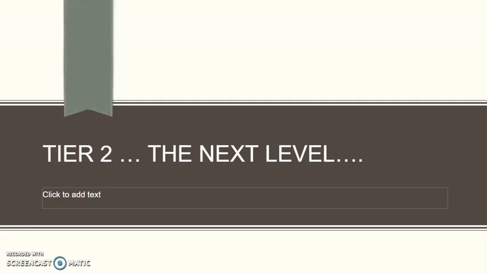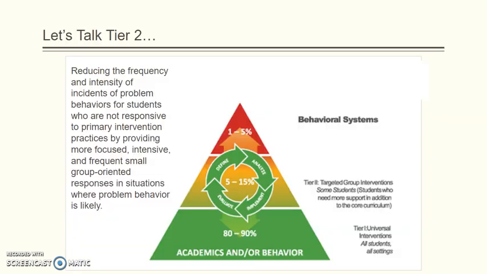Welcome to the second webinar of our three-part series on behavior analysis and intervention for students in general education, special education, and the 504 program. This particular webinar will focus on Tier 2, the next level. Tier 2 may be around 5 to 15% of the student population.